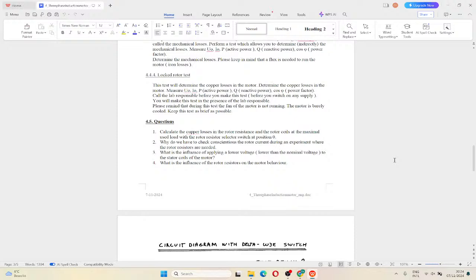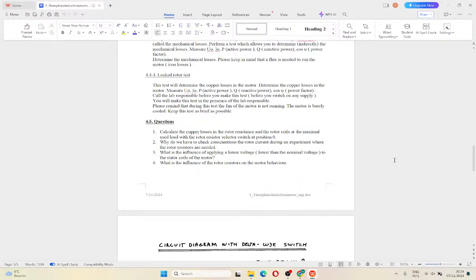Okay, so we just need to use the Fluke. Yes, we still use the Fluke, so this part is going to be fast. Just do it with the source, the power derived out of the source. And do it with the stator.